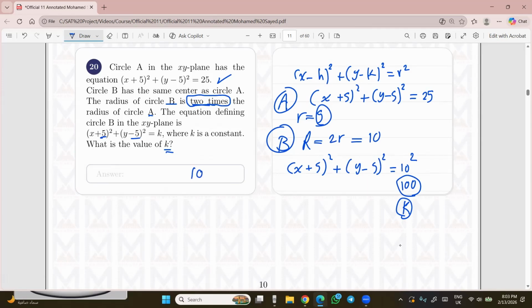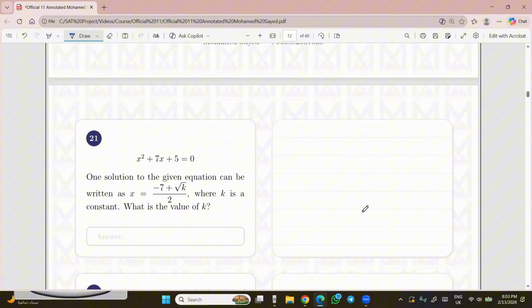Some people make mistakes in the strategy of solving. They say just double 25. No, we cannot double 25 because you need to double the radius. This is not the radius. This is the square of the radius. And some people also say, okay, I get the radius and the answer is 10. The answer is not 10. You need to square it again because the formula says r squared should be written at the last here. So 100 is the correct answer.